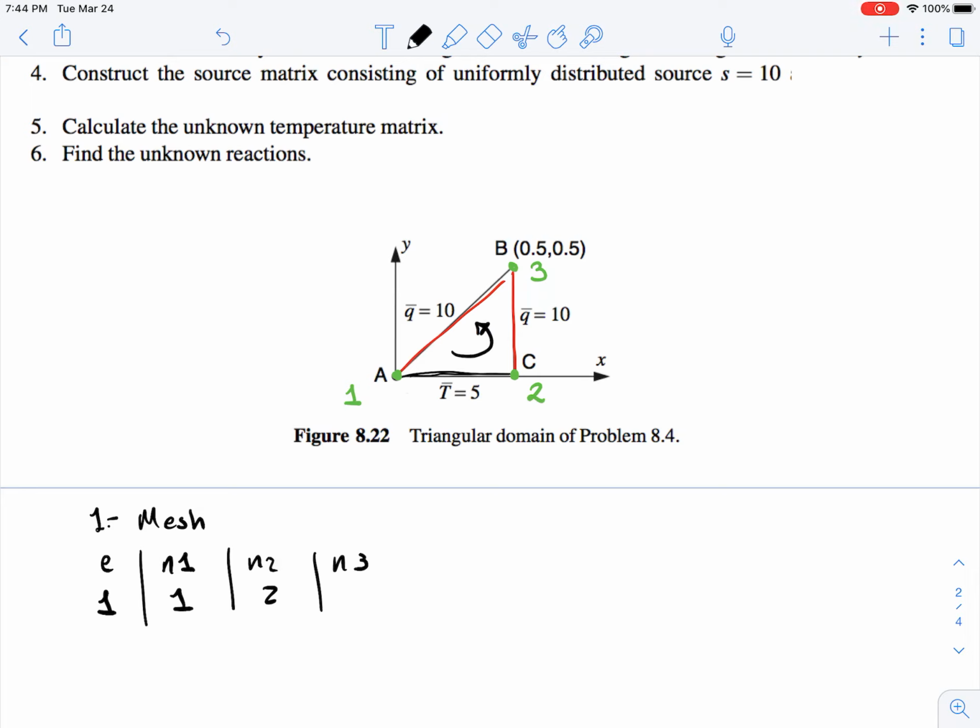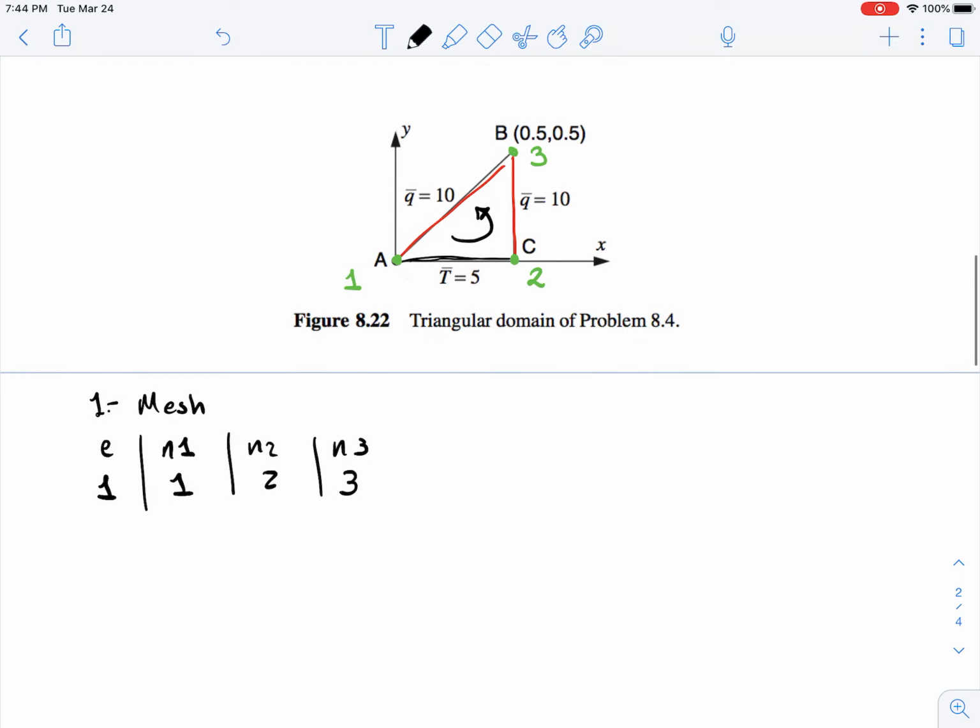And then for the connectivity, just remember to number the nodes counterclockwise. So in this case I have 1, 2, 3, 1, 2, 3. So the order is the same. So that's the first thing.